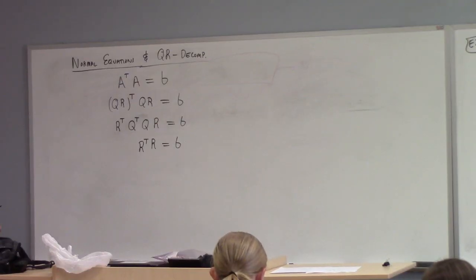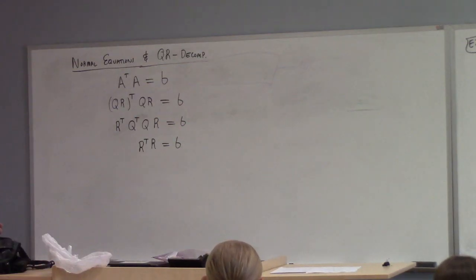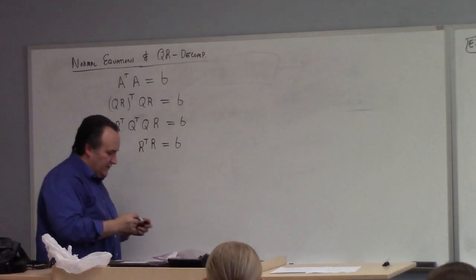And so those are actually nicer than the normal equations, because the product of R transpose and R is not bad. You can play around with that. It's easier to solve than the original normal equations. So that's just a comment. All right.